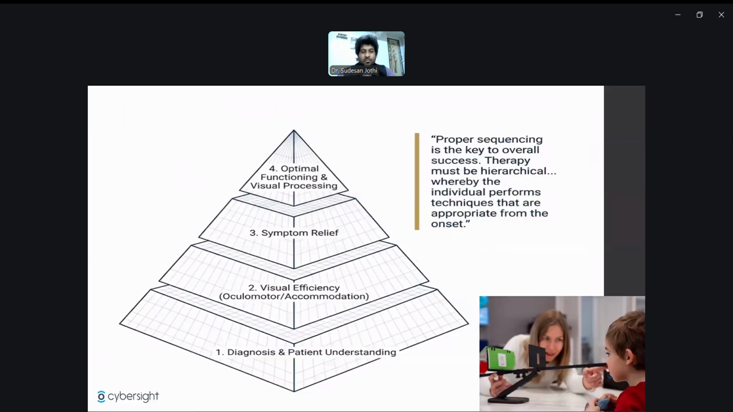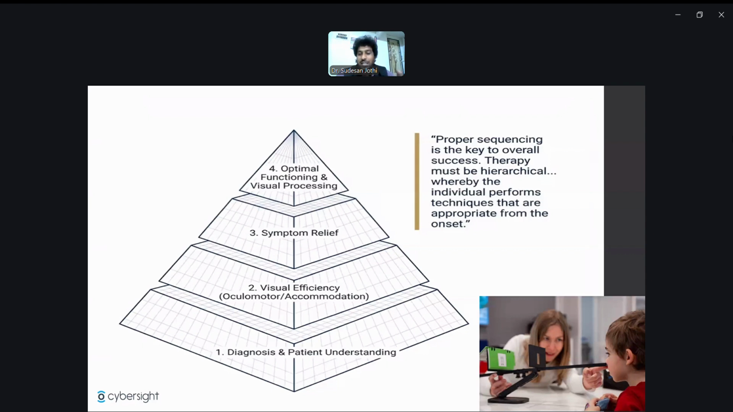Treatment is like a pyramid. It is like an architecture of a therapy. Treatment should always follow a structured sequence. We begin with an accurate diagnosis, and the foremost and very important thing is patient education, because it improves the compliance. Next, we improve the visual efficiency by training the accommodation, vergences and the oculomotor skills.